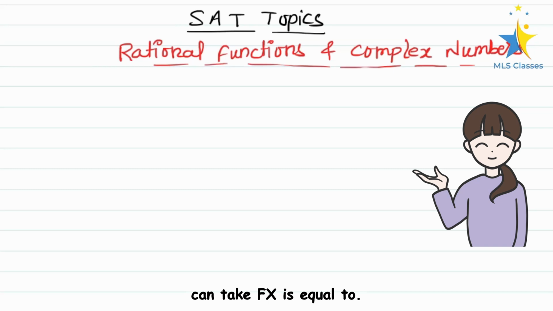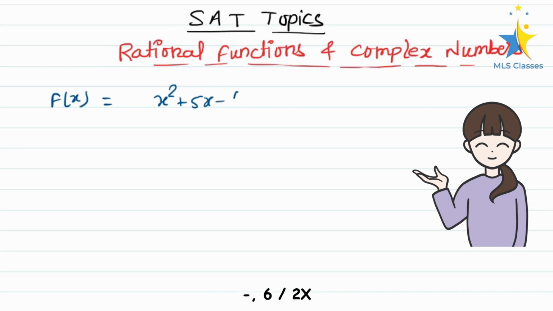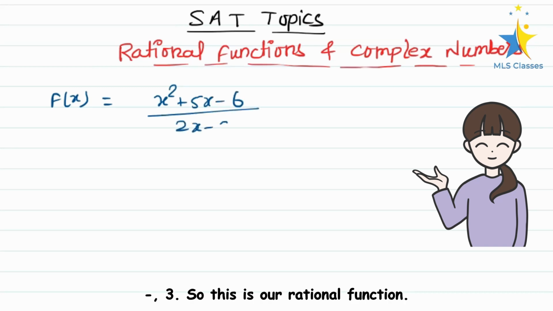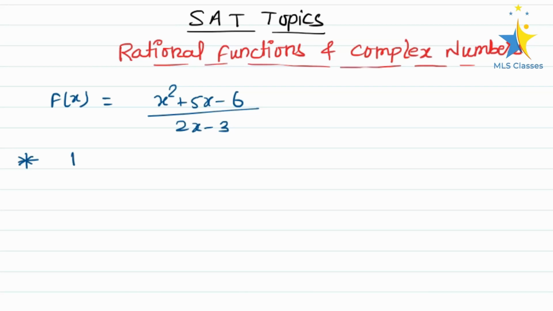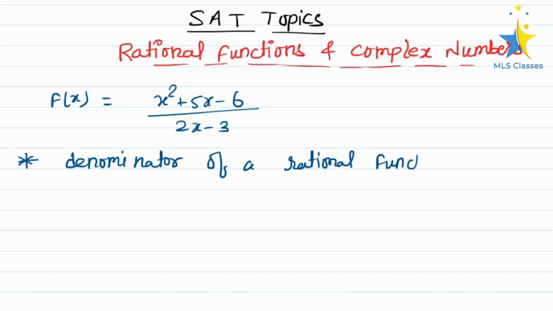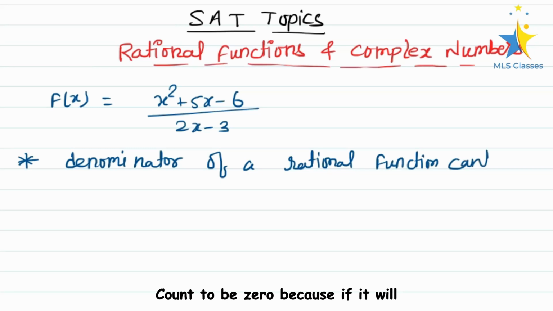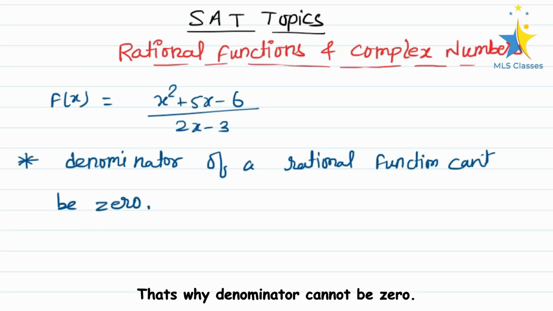For example, we can take f(x) is equal to x square plus 5x minus 6 divided by 2x minus 3. So this is a rational function. Now we always have to remember that the denominator of a rational function can't be 0, because if it becomes 0, then the function will become undefined. That's why the denominator cannot be 0.